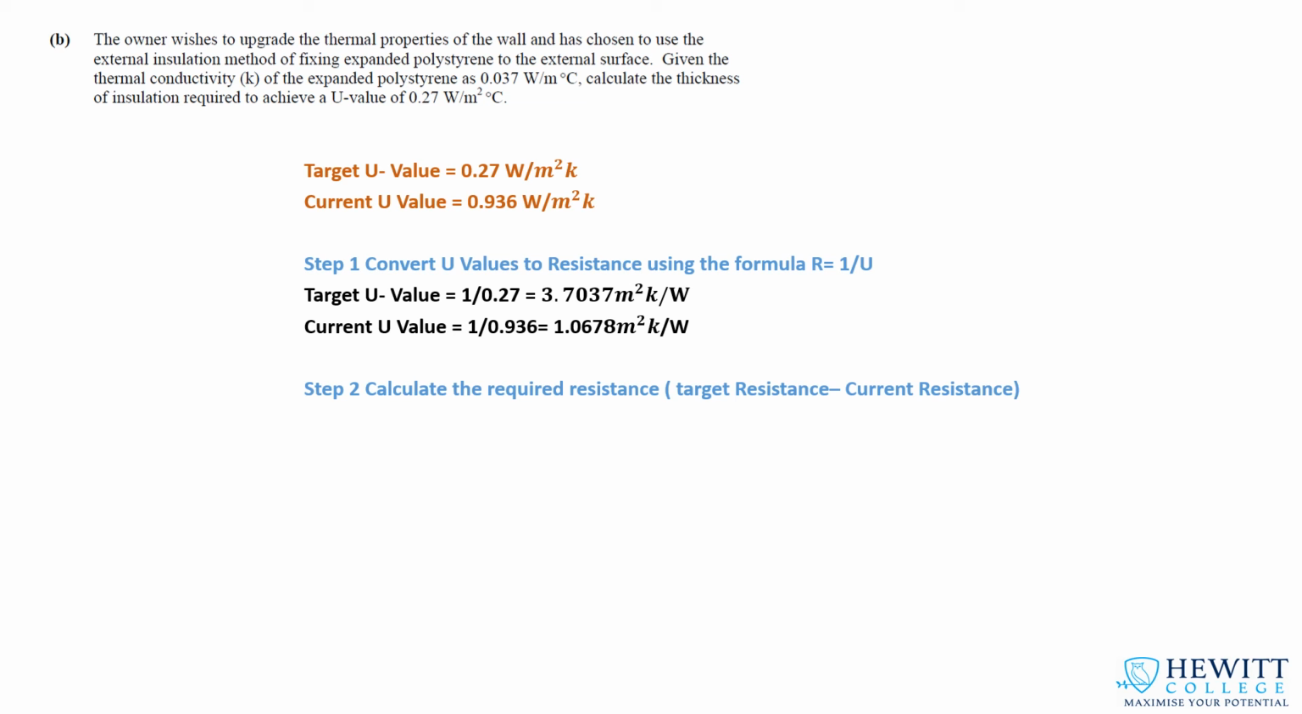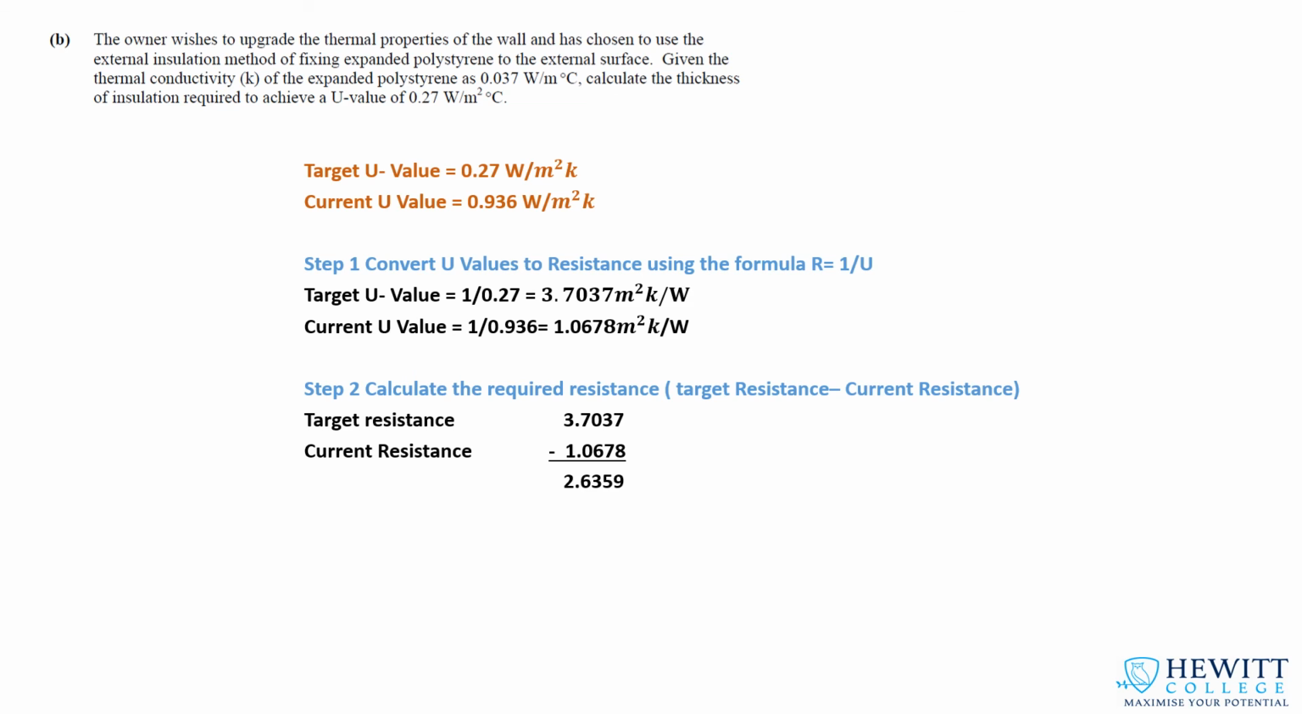Now that we have the resistance of each, we don't need to include the current resistance. We already have a certain amount of resistance. Our target is 3.7037, so we need to take our current away from the target. Our target resistance again is 3.7037. We're going to take away our current resistance, which is 1.0678, and that'll give us a resistance of 2.6359.